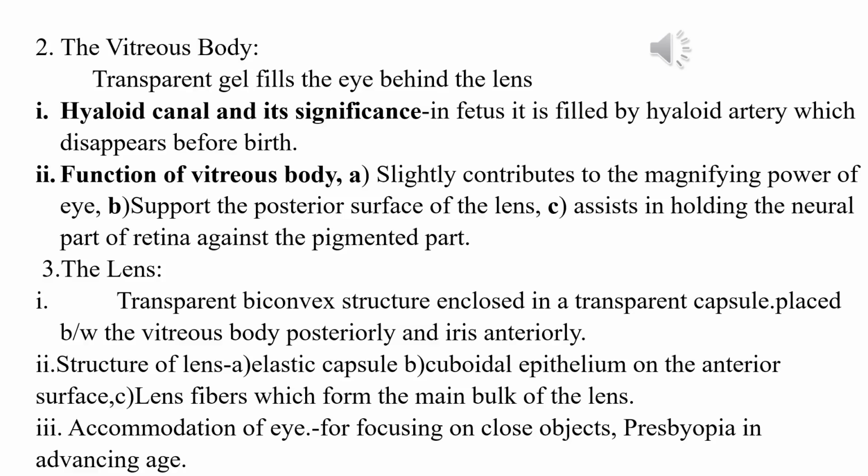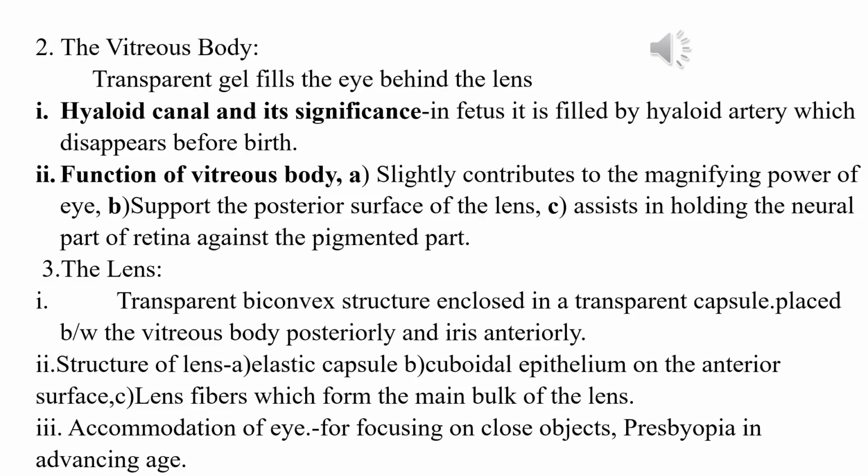Now, related to the lens is an important mechanism called accommodation of the eye. Accommodation of the eye is basically the mechanism by which the eye accommodates from distant objects to near objects, right? And for this, the lens becomes more globular, and the eyeballs converge to attain maximum accommodation or maximum focusing on a close object.